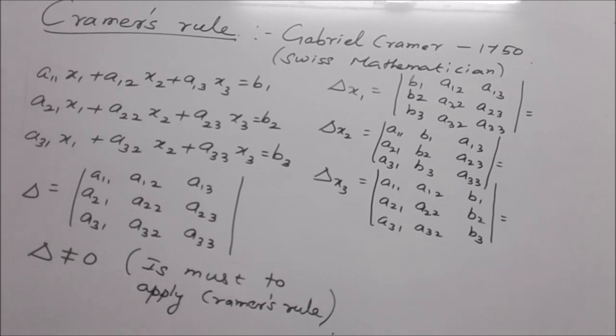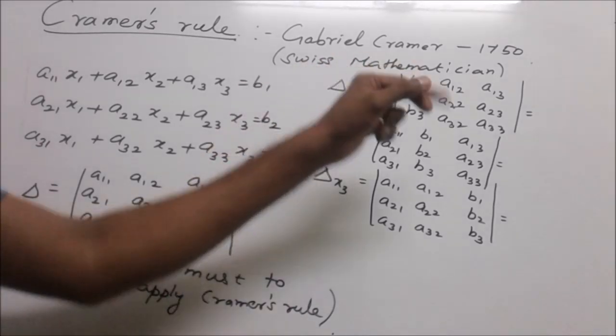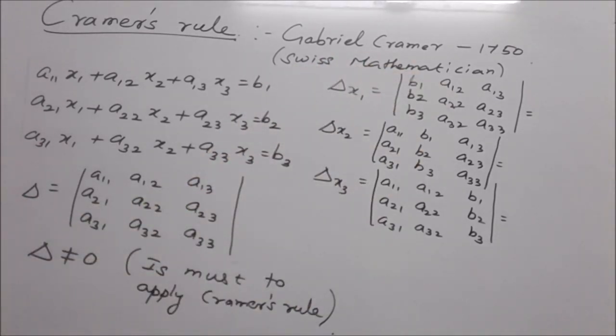Our next topic, Cramer's Rule. It was found by Gabriel Cramer, a mathematician, in 1750. He found how to get a unique solution when a system of three equations is given. We have already learned this by the elementary transformation method.